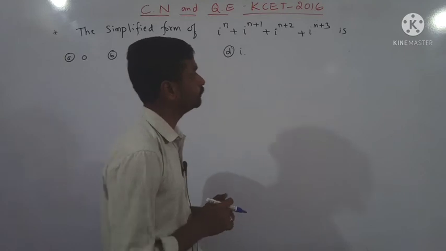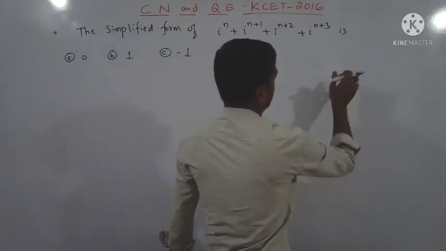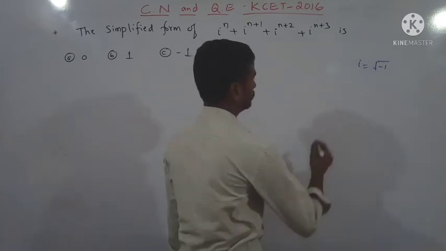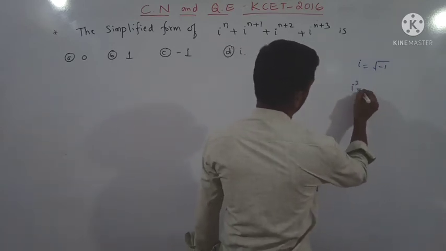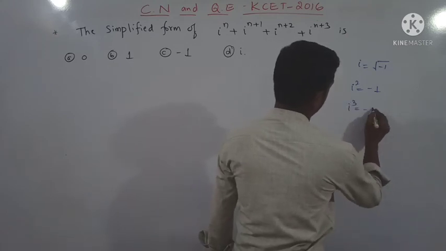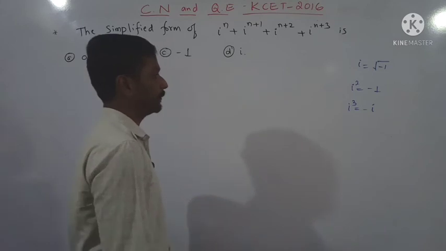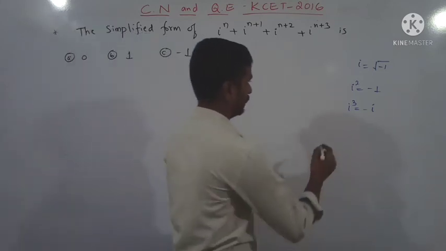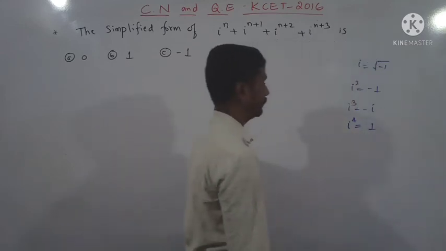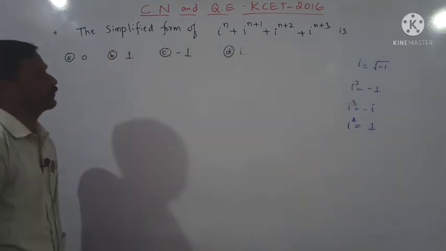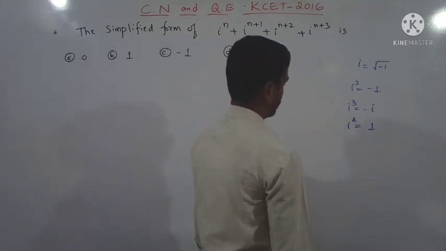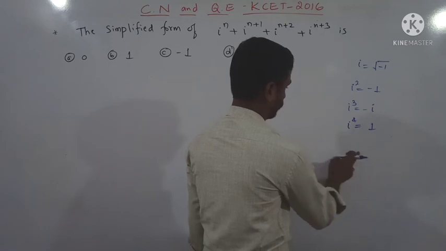We know that i is equal to square root of minus 1. And also we know that i square equals minus 1, i cube equals minus i, and i to the power of 4 equals 1. So these are very basic important results of complex numbers, and along with these 4 results we should be aware of 4 other results.